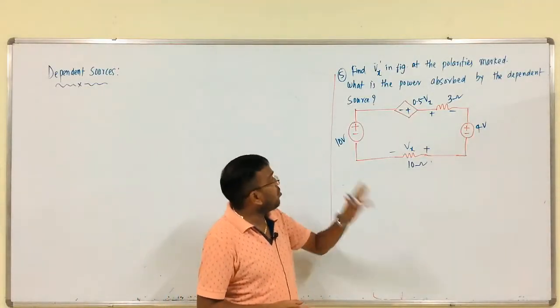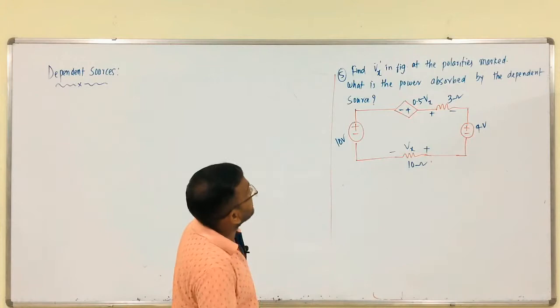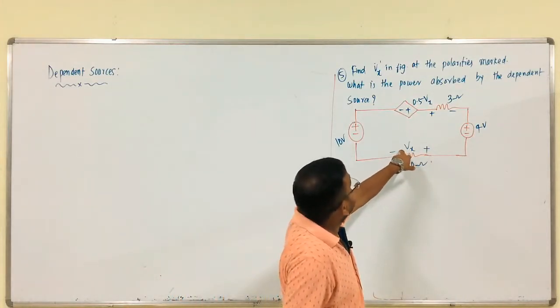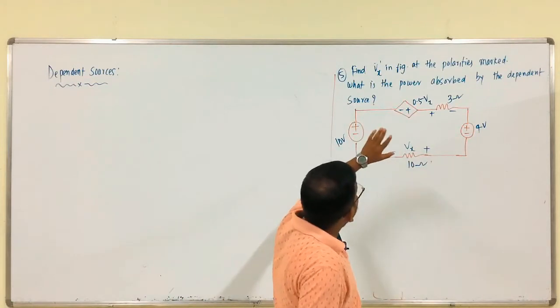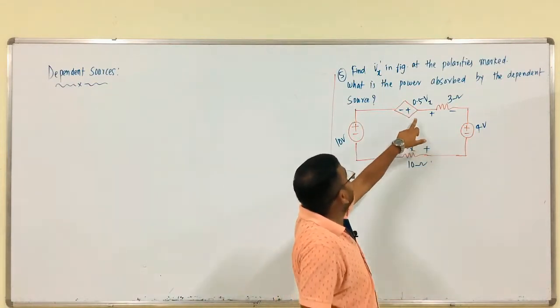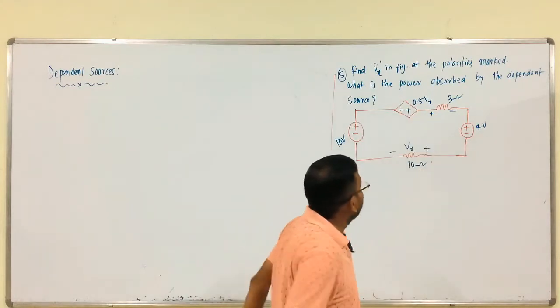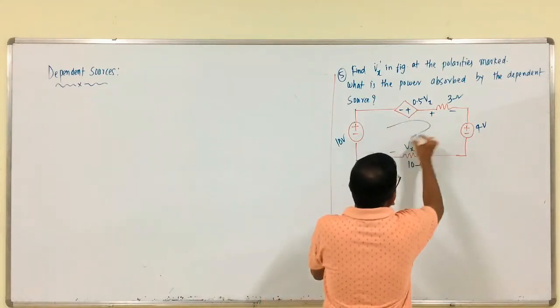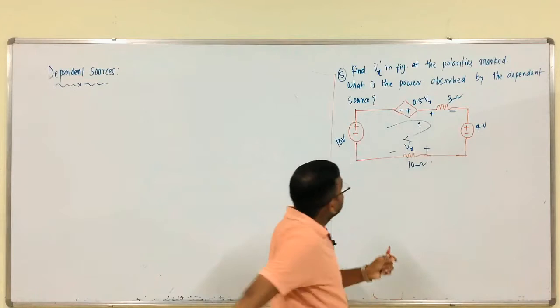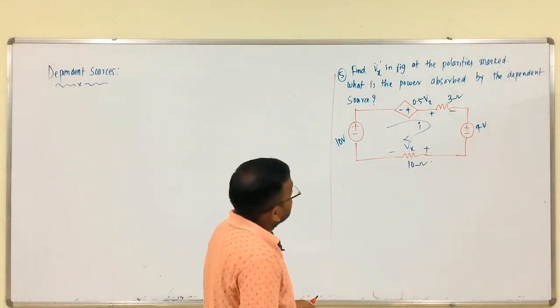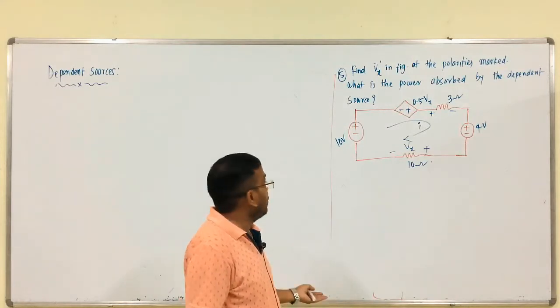Next we can discuss this problem. Find Vx in the figure. We have to calculate the value of Vx in the figure at the polarities marked. What is the power absorbed by the dependent source? We have to calculate the power absorbed by the dependent source. Okay. This is the current direction. Looks like what? Simple loop circuit, no?